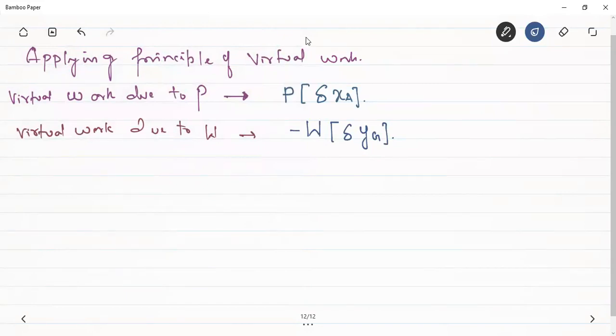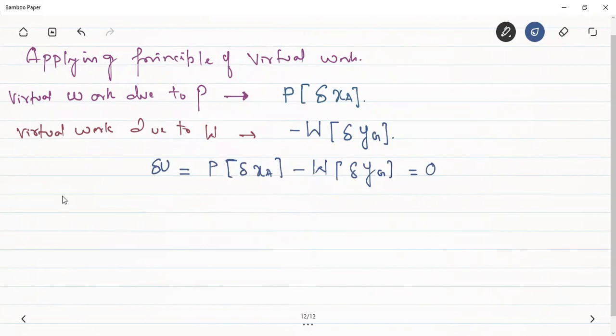So, from the principle of virtual work, we get that delta U, in fact, because these are the virtual works, delta U is equal to P delta XA minus W delta YG. So this has to be 0. Now we have to find these differential displacements in terms of delta theta.